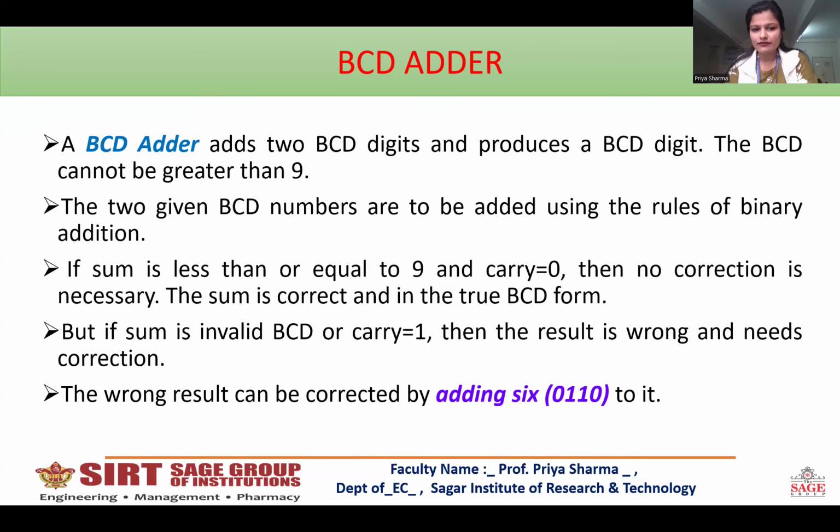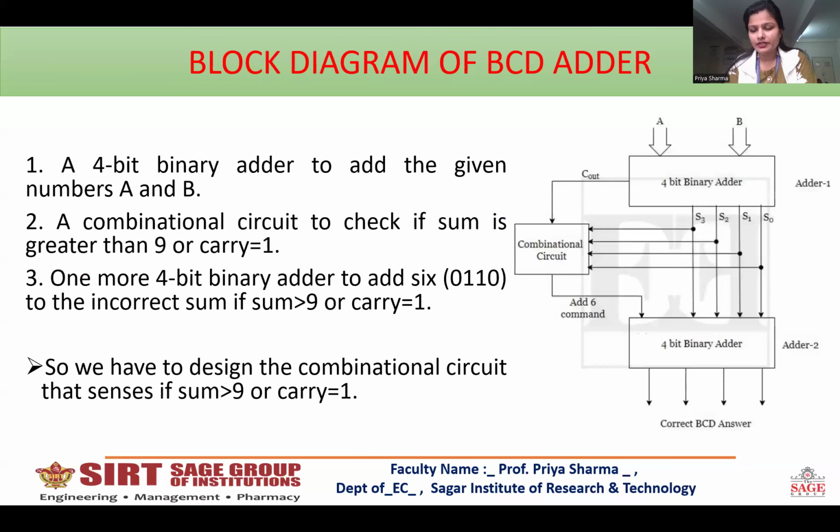The sum is correct and is in its true BCD form. But if the sum is invalid, that is, if carry is equal to 1 or the sum is greater than 9, then the result is wrong and needs correction. The wrong result can be corrected by adding 6, or 0110, to the result.